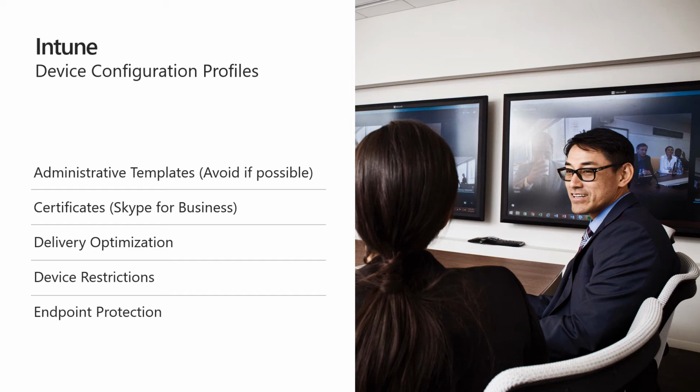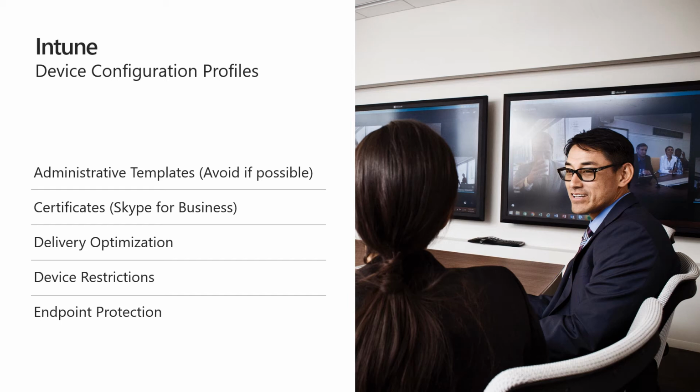Another device configuration policy that may be very beneficial to a large number of customers is the Windows Updates Delivery Optimization. This allows you to configure devices to download Windows updates from peers on the network rather than going out to the internet to download those updates. Device restrictions, this is another one of those things that you can use. It's technically supported, but we would challenge you to consider if it's necessary.